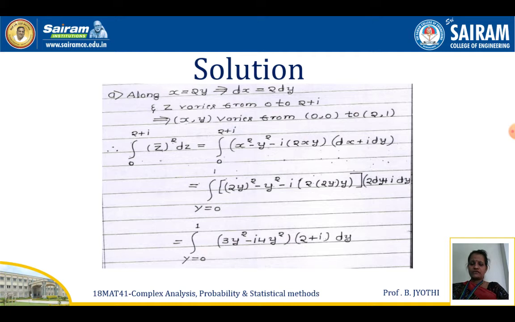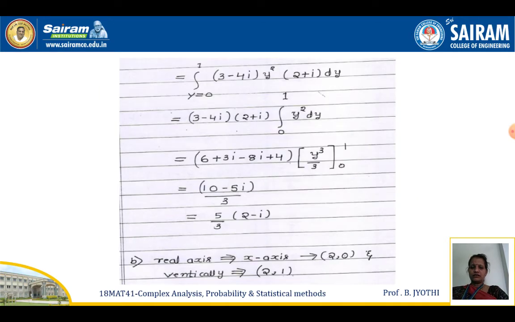We know that y is varying from 0 to 1. So even the integral limits will be taken as y only. So y is varying from 0 to 1, and on simplification we get 3y square minus i into 4y square times of 2 plus i dy. So what we will be getting is the integral y equal to 0 to 1, 3 minus 4i y square into 2 plus i of dy.